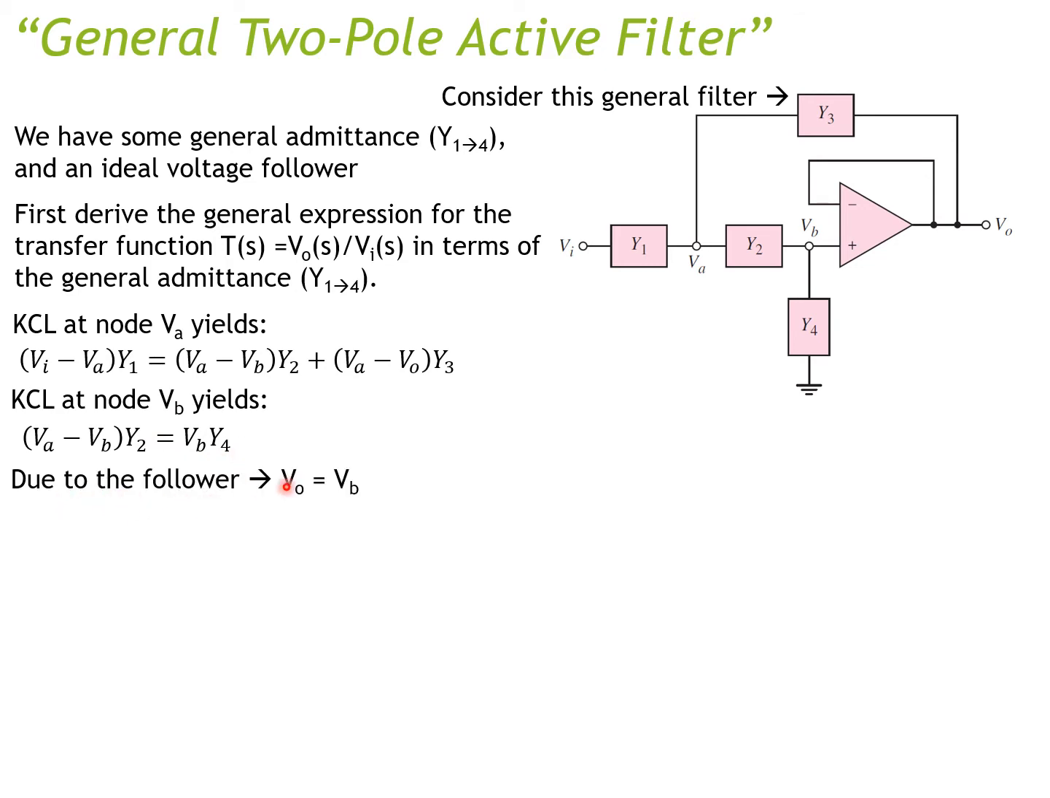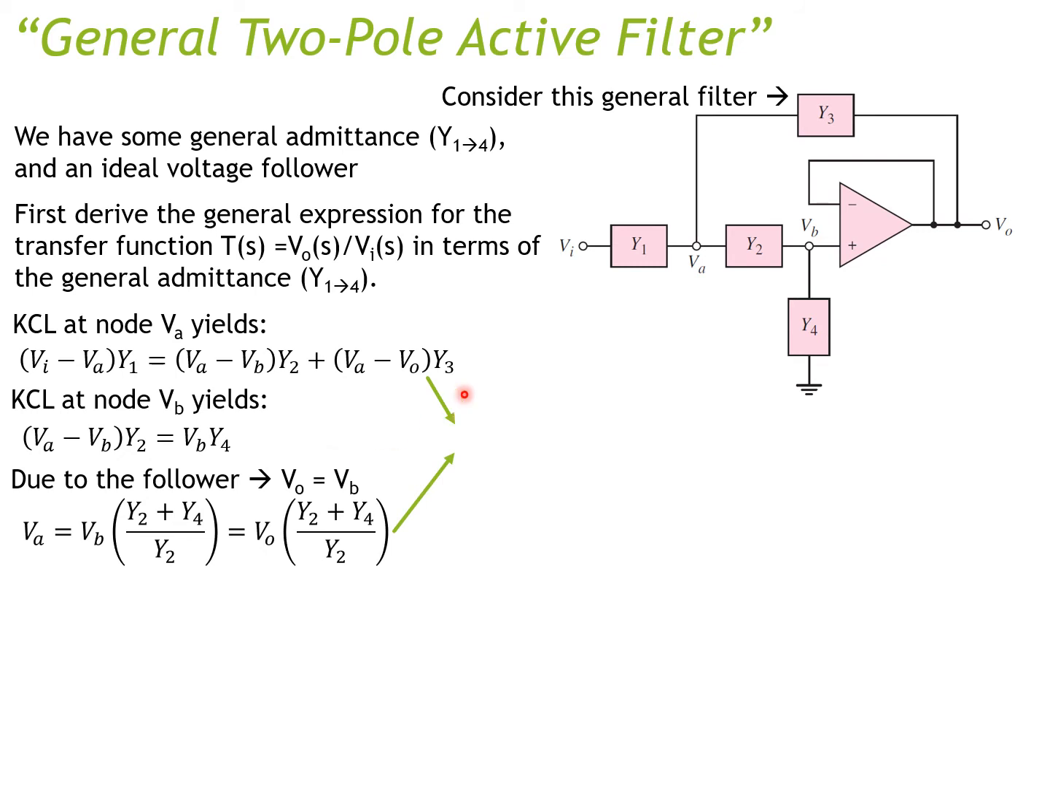Due to the characteristic of the follower, VO is going to be equal to VB. That's basically how the voltage follower works. It transfers the voltage at the input here to the output, and they should be equal. Because of that, you can set VA equal to VB multiplied by (Y2 plus Y4) over Y2, and VB equal to VO, the output. So you substitute that in here.